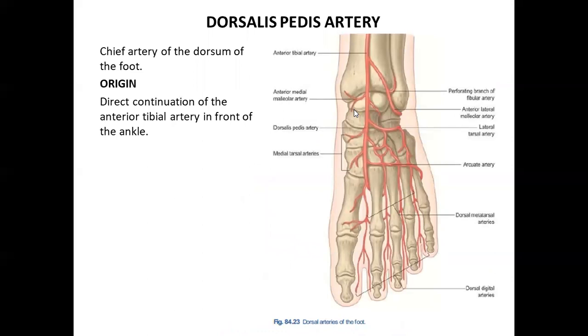So as you can see here, it moves downwards. It reaches the proximal part of the first metatarsal space. Then it dips down and enters the sole of the foot. Sole of the foot में जाके ये continue करती है और एक anastomosis with the lateral plantar artery.